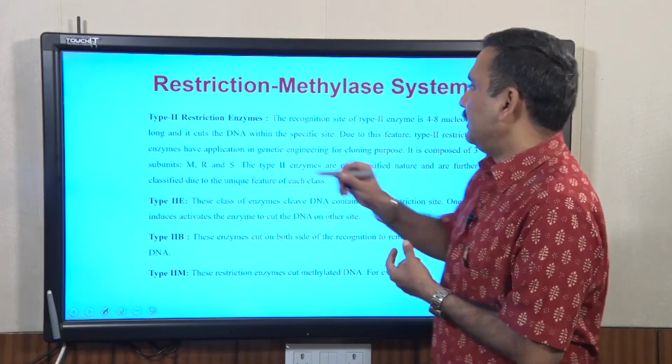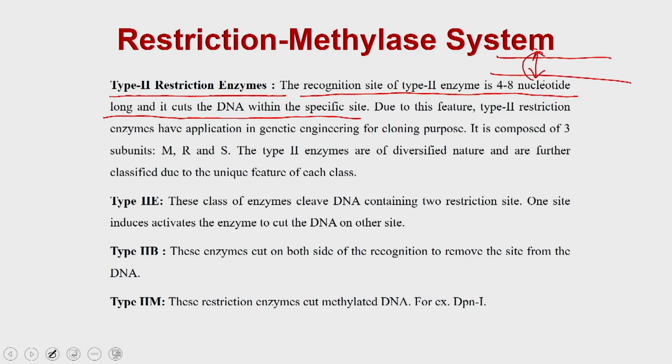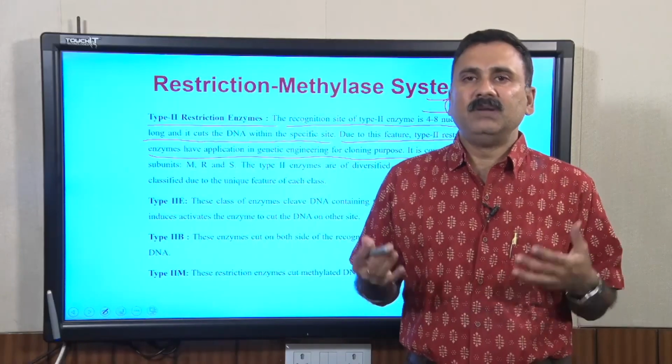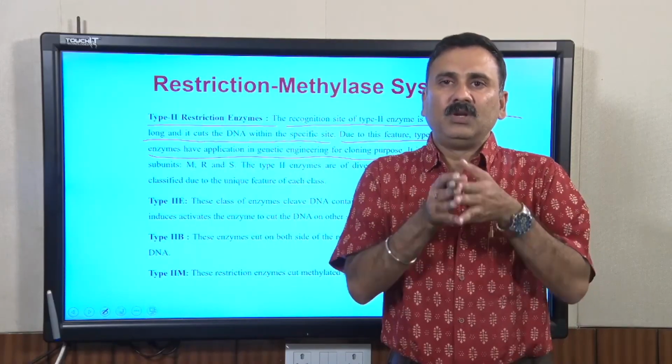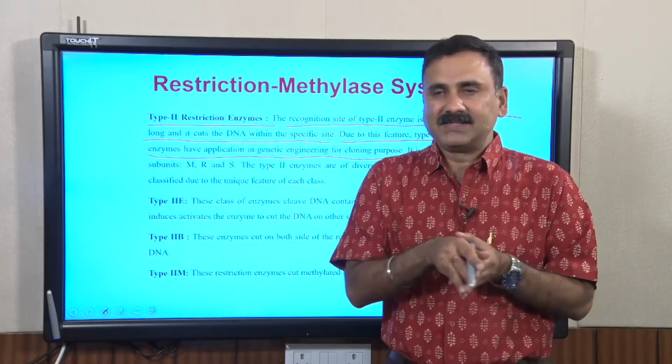Now, the third is the type 2 restriction enzymes. The type 2 recognition site is 4 to 8 nucleotides long, and it cuts the DNA within the restriction site, which means that if the enzyme recognizes this particular stretch of DNA, it cuts within that particular site. Due to this unique feature, type 2 enzymes have application in molecular cloning, because you need an enzyme which cuts precisely where it binds, and you should know what sequence it cuts and binds.